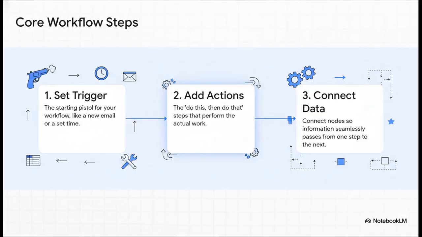So listen, every single workflow you'll ever build, no matter how simple or complex, boils down to these three core steps. Seriously, that's it. First, you set a trigger. Think of this as the starting gun. It could be a new email landing in your inbox, a new row appearing in a Google Sheet, whatever. Second, you add your action nodes. These are the do this, then do that parts of your process. And finally, you just connect the nodes. This creates the data flow, making sure the info from one step gets passed perfectly to the next. Trigger, action, connect. That's the entire blueprint.